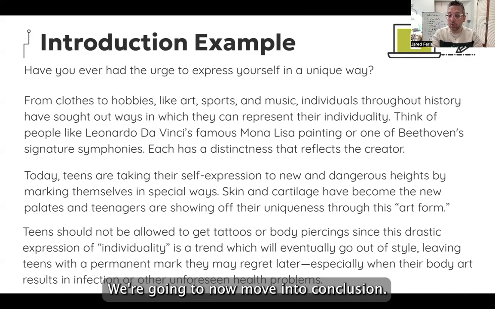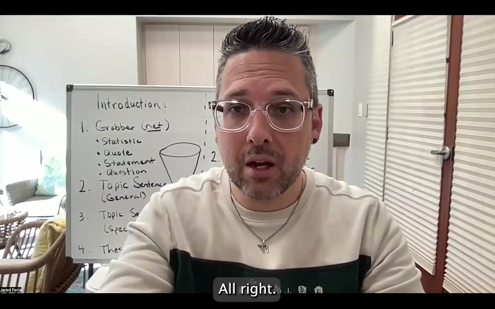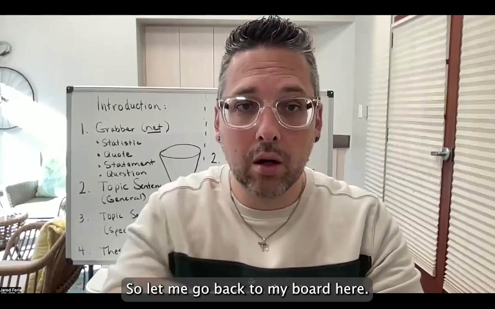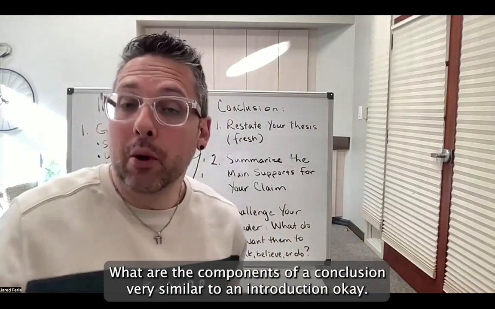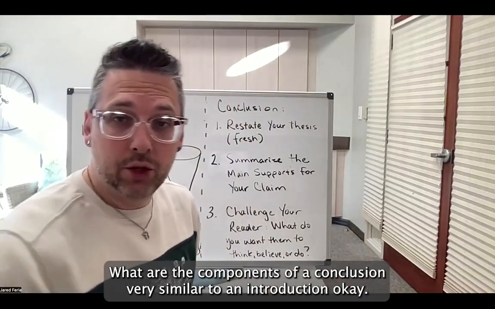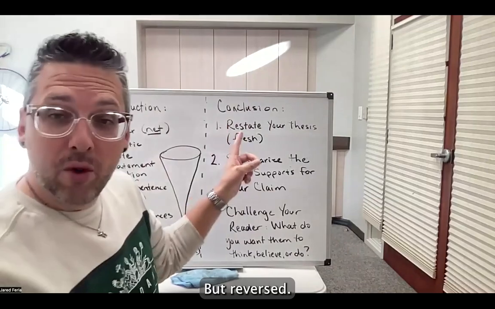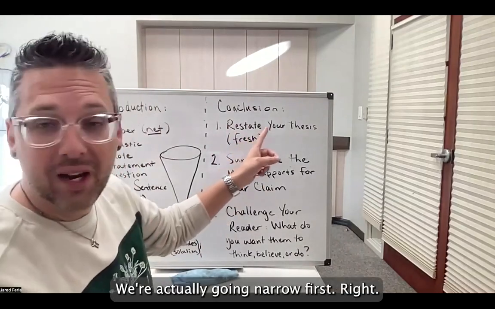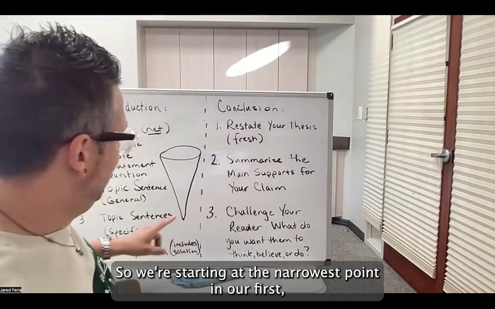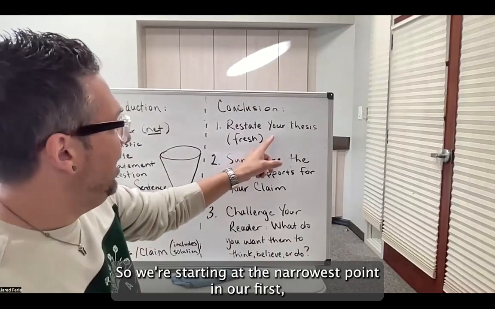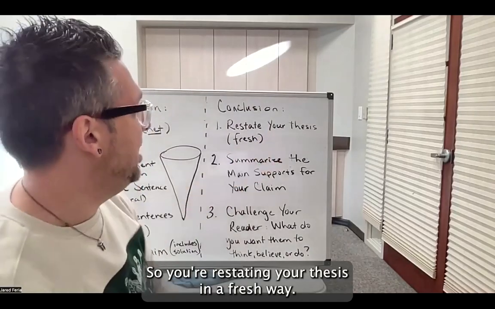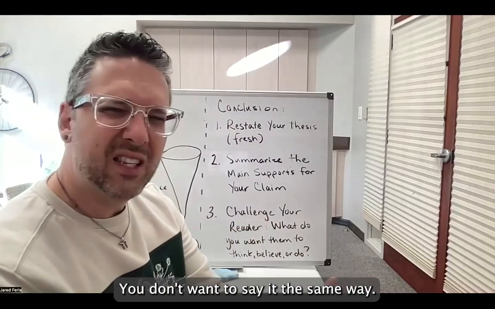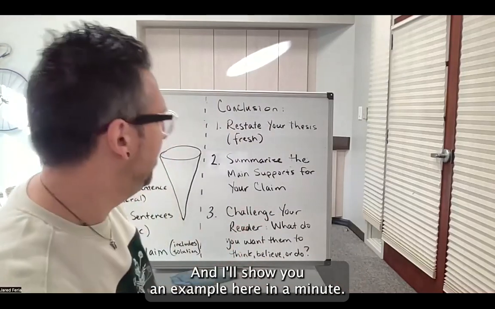We're going to now move into conclusion. All right. So let me go back to my board here, switch to the other side. What are the components of a conclusion? Very similar to an introduction, okay? But reversed, we're actually going narrow first, right? So we're starting at the narrowest point in our first sentence of our conclusion. So you're restating your thesis in a fresh way. You don't want to say it the same way, and I'll show you an example here in a minute.